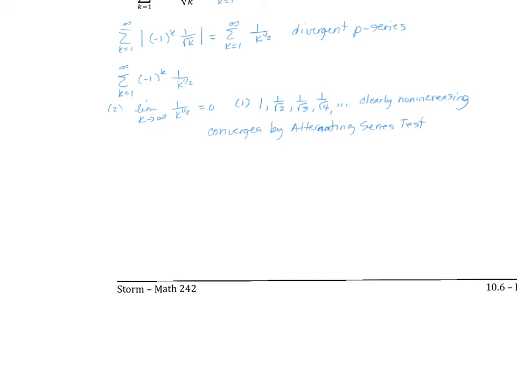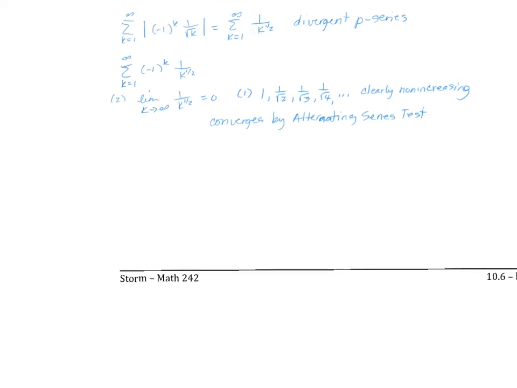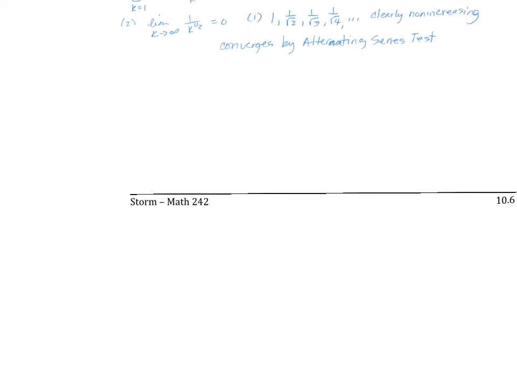The absolute value diverged. The series itself converged. So in the case that you get diverge and converge, it's converged conditionally. So the series converges conditionally.